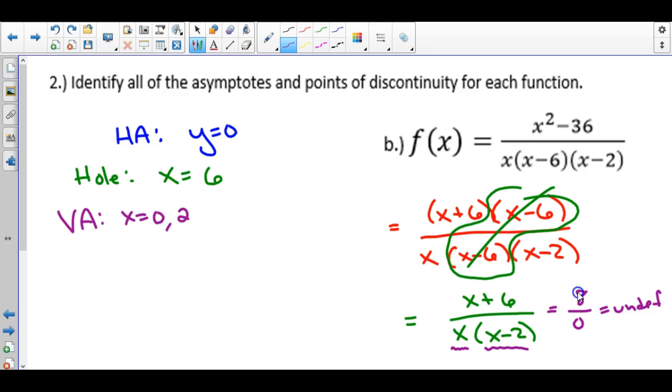So if you end up with 0 over 0, that implies that there would be a hole there, and that was the case with the 6. If I were to go back and substitute 6 up here, I would end up with 0 on the numerator and 0 on the denominator, and that's what's implying a hole in the graph. However, if you have a non-zero number divided by 0, that's where the undefined value comes in, and that's where the vertical asymptotes would occur.